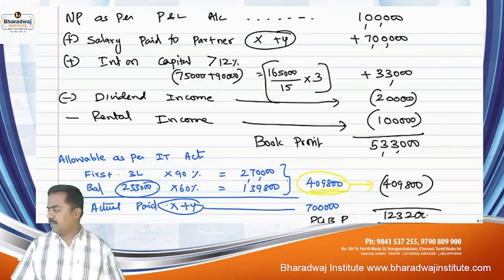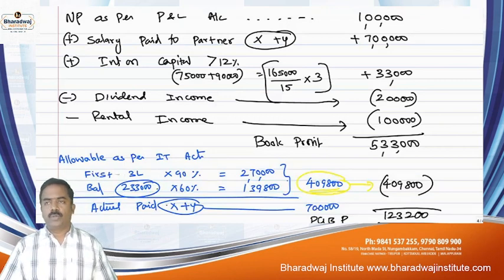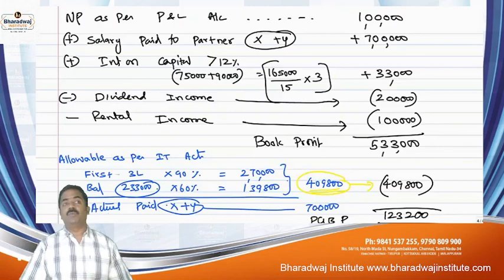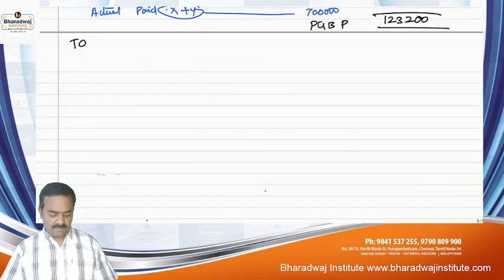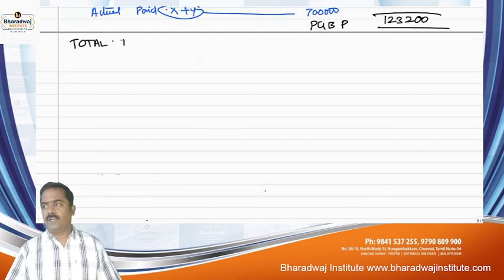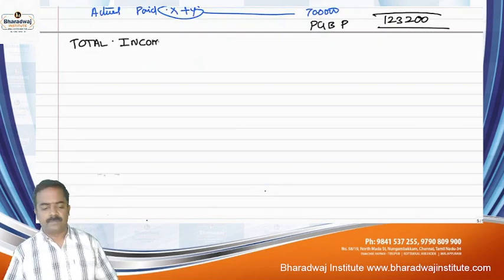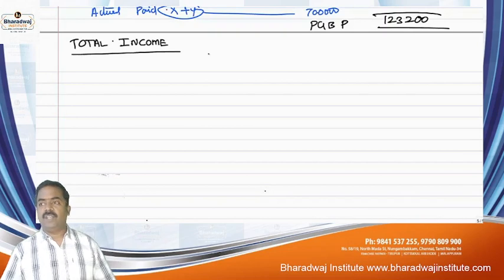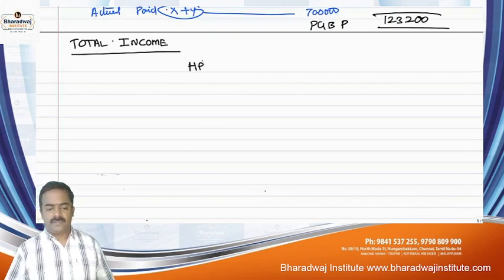So what is business income? 1,23,200. We worked out only which income? Business income. Let us compute the total income of the firm. Total income of the partners or the firm? Firm.